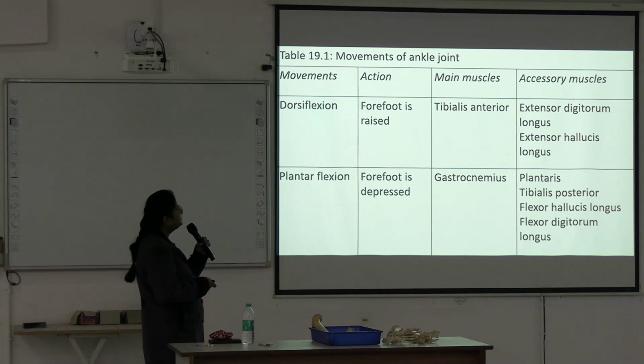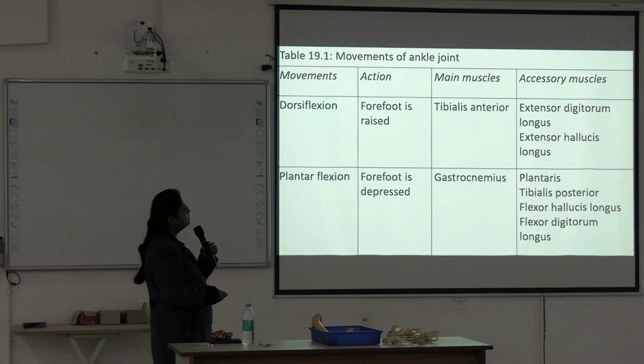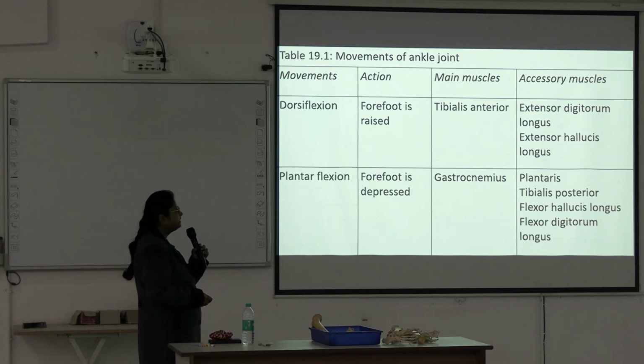The accessory muscles for dorsiflexion are extensor digitorum longus and extensor hallucis longus, and for plantarflexion there are plantaris, tibialis posterior, flexor hallucis longus and flexor digitorum longus. Okay, understood. Next.